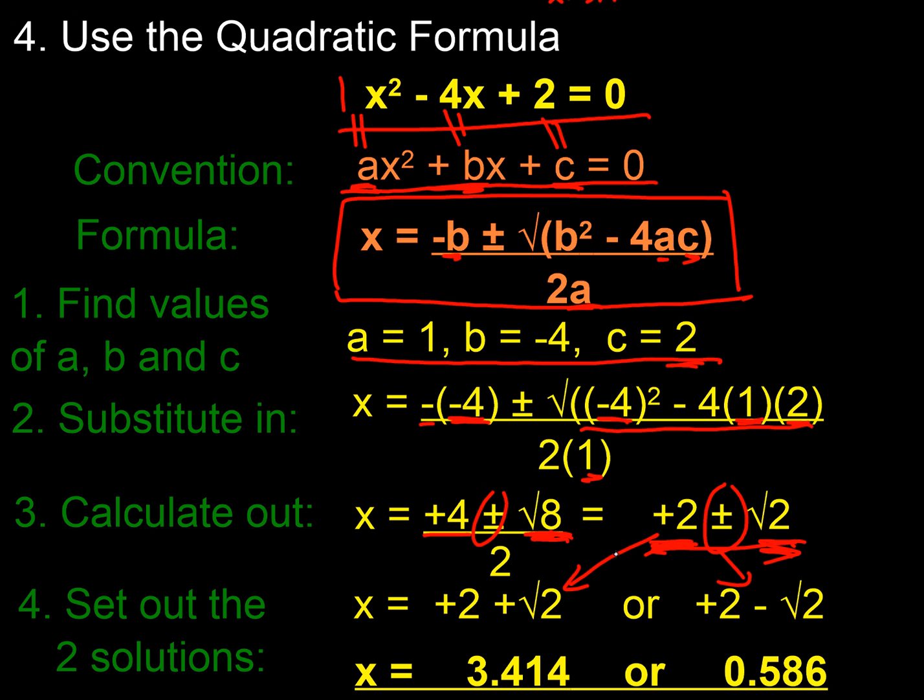So one of them is going to be our +2 plus the square root of 2. One's going to be +2 minus the square root of 2. And if we put those in and turn it into decimals, we end up with 3.414 and 0.586, which are more accurate than the solutions we had from our estimates from the last 2 methods.